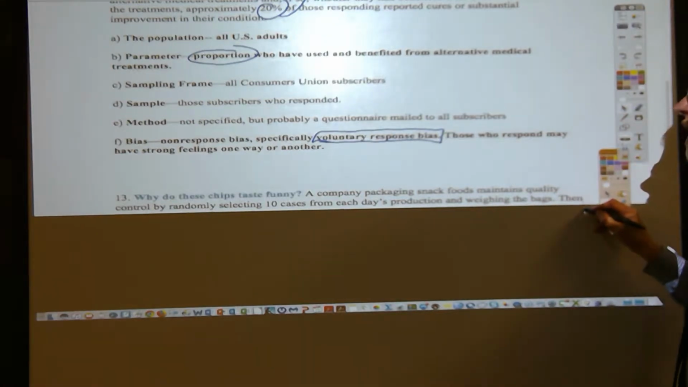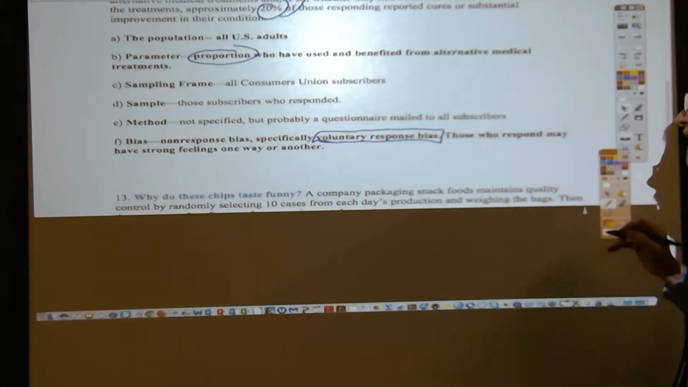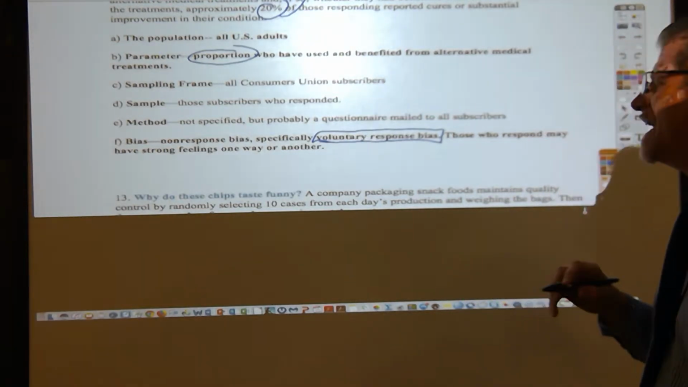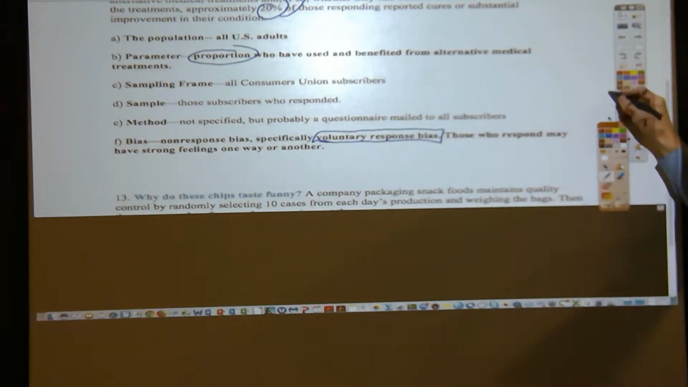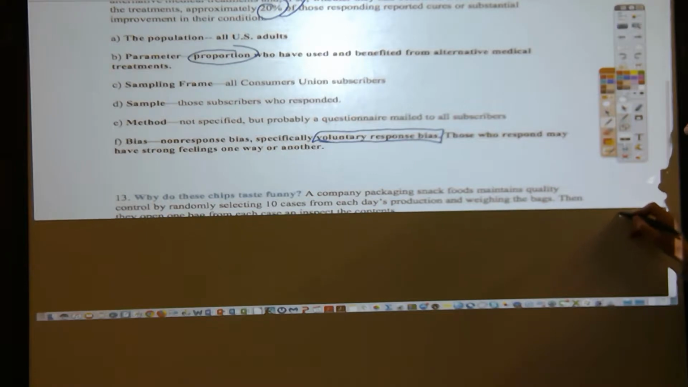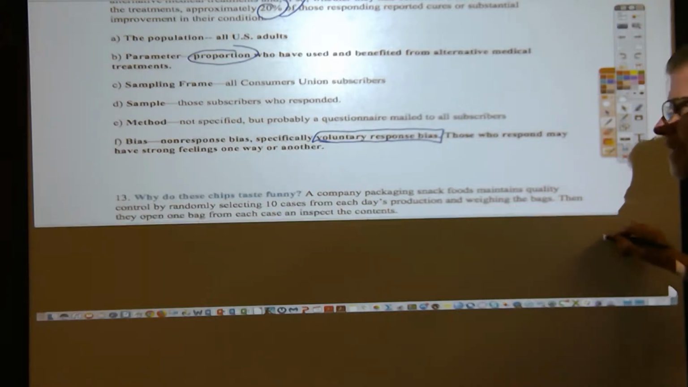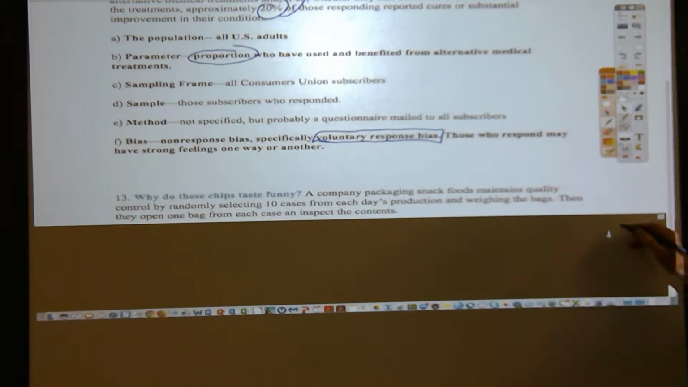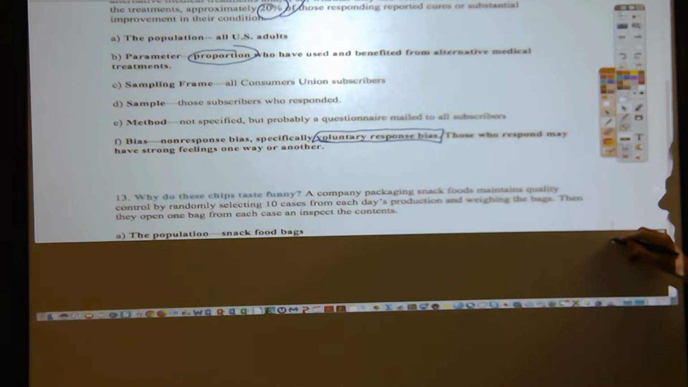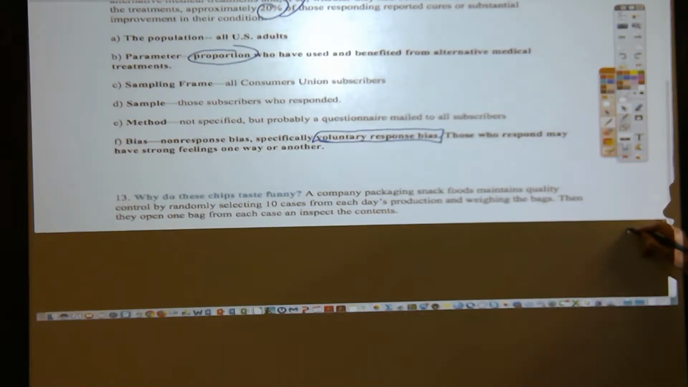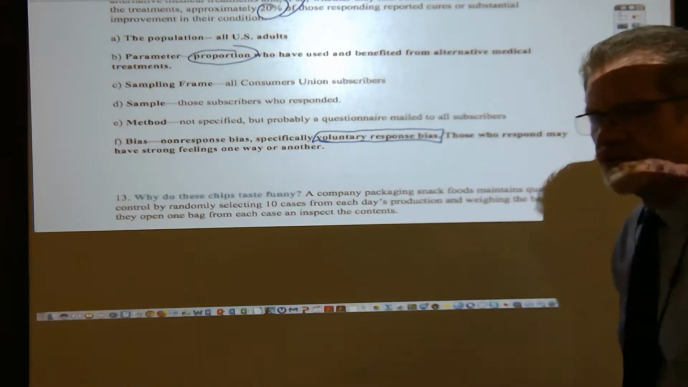Something's wrong with them. A company packaging snack foods maintains quality control by randomly selecting 10 cases from each day's production and weighing the bags. Wonder why they're weighing the bag. Then they open one bag from each case and inspect the contents. Okay, so see if you can identify all of these.